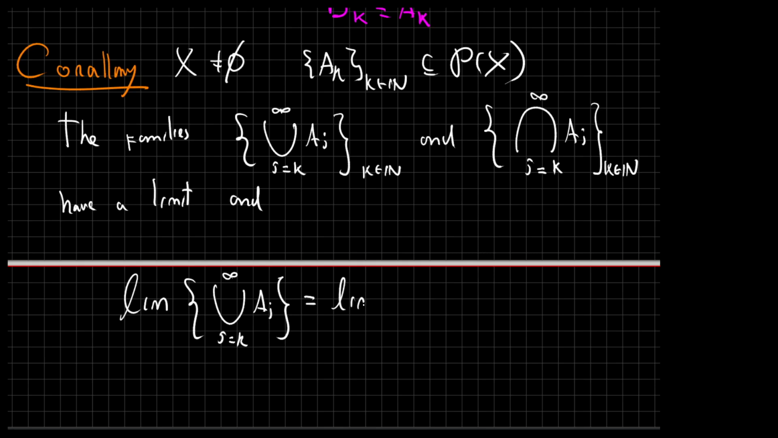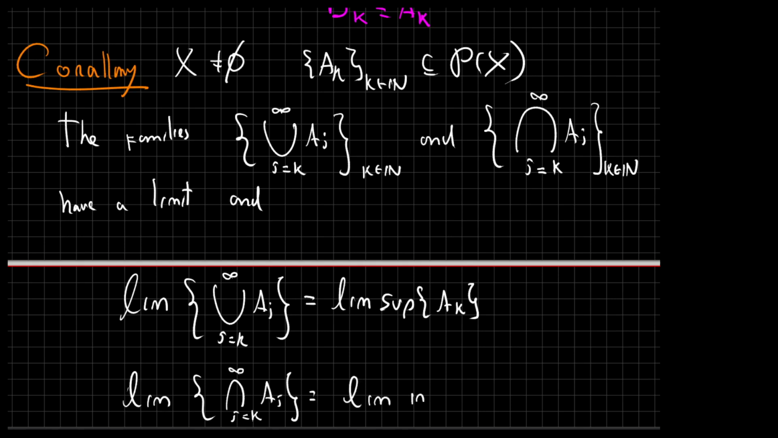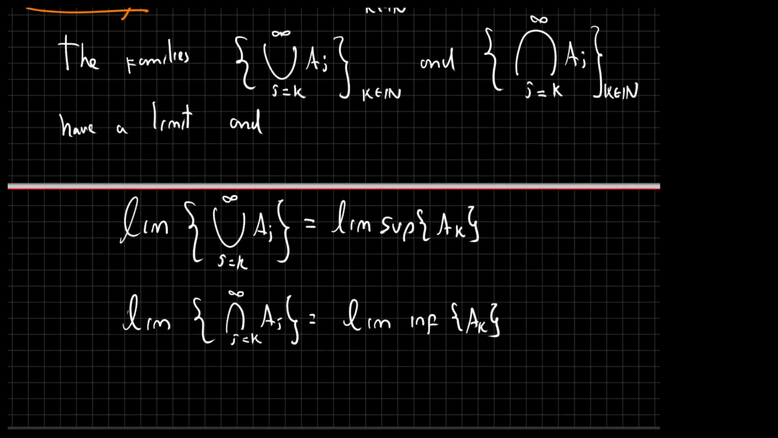is equal to the limit of the supremum of AK. And for the intersection, this is equal to the limit of the infimum of AK. So this is important.